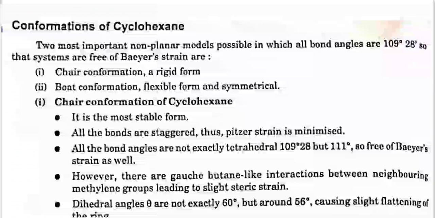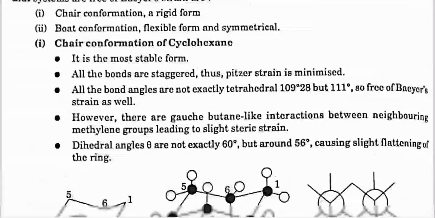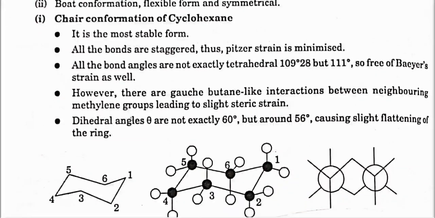Conformations of cyclohexane. This is our next topic. The two most important non-planar models, in which all bond angles are about 109 degrees so that the systems are free of Baeyer strain, are the chair conformation, a rigid form, and the boat conformation, a flexible form. Chair conformation of cyclohexane is the most stable form.